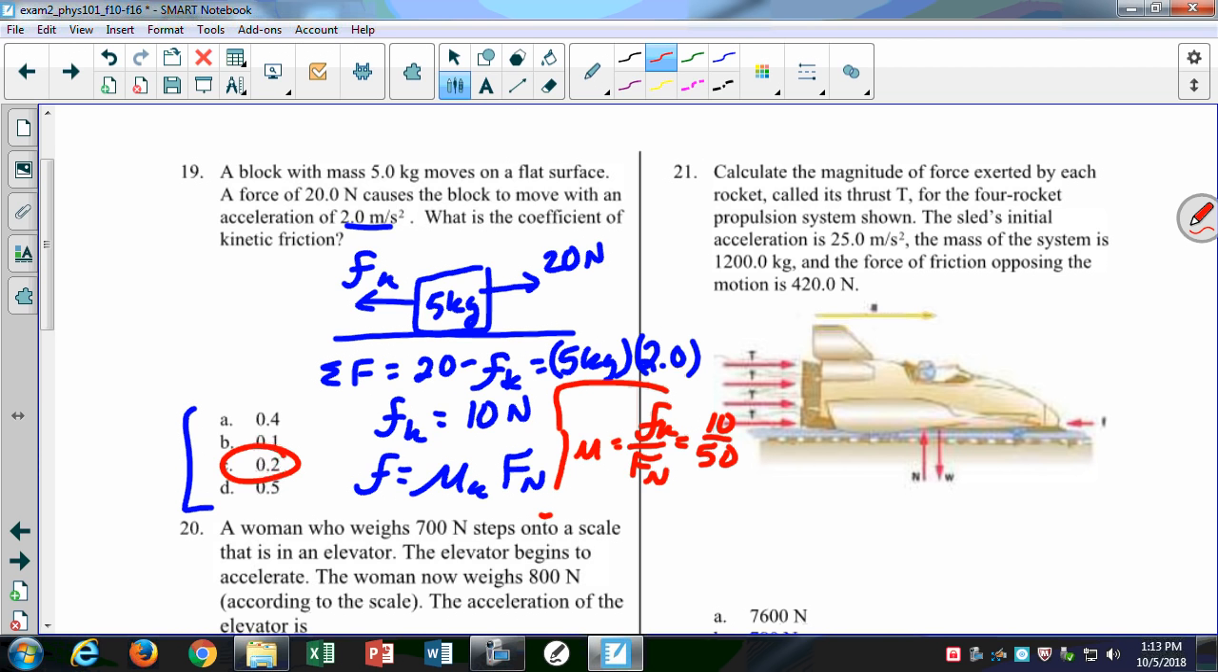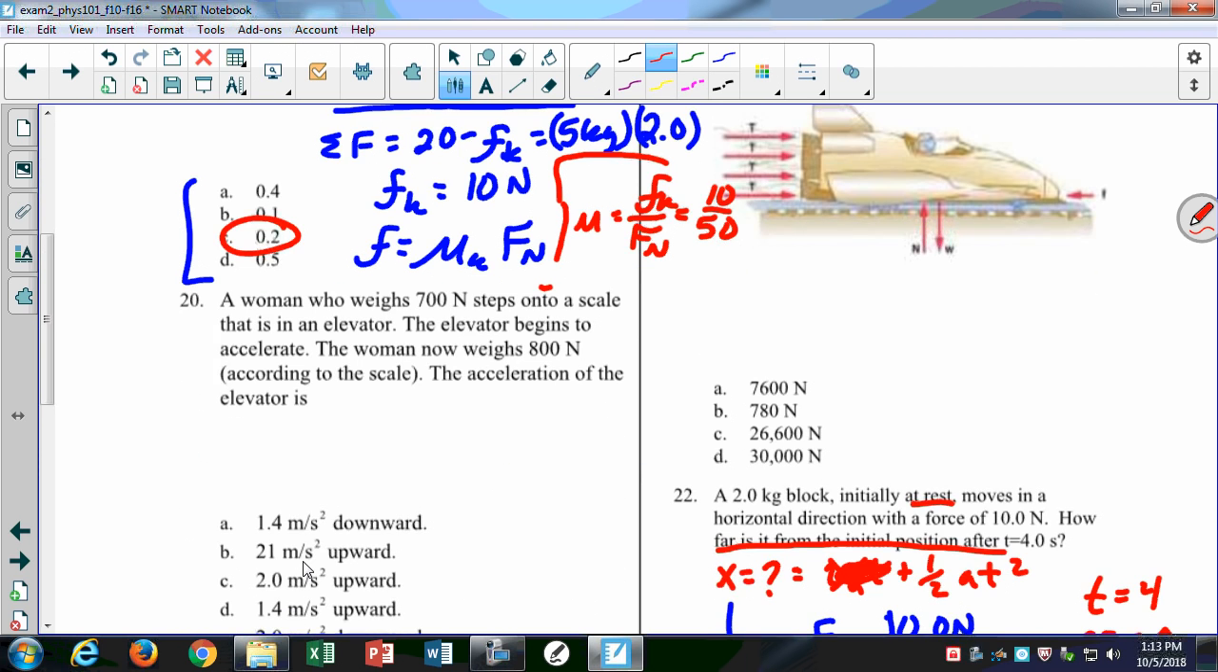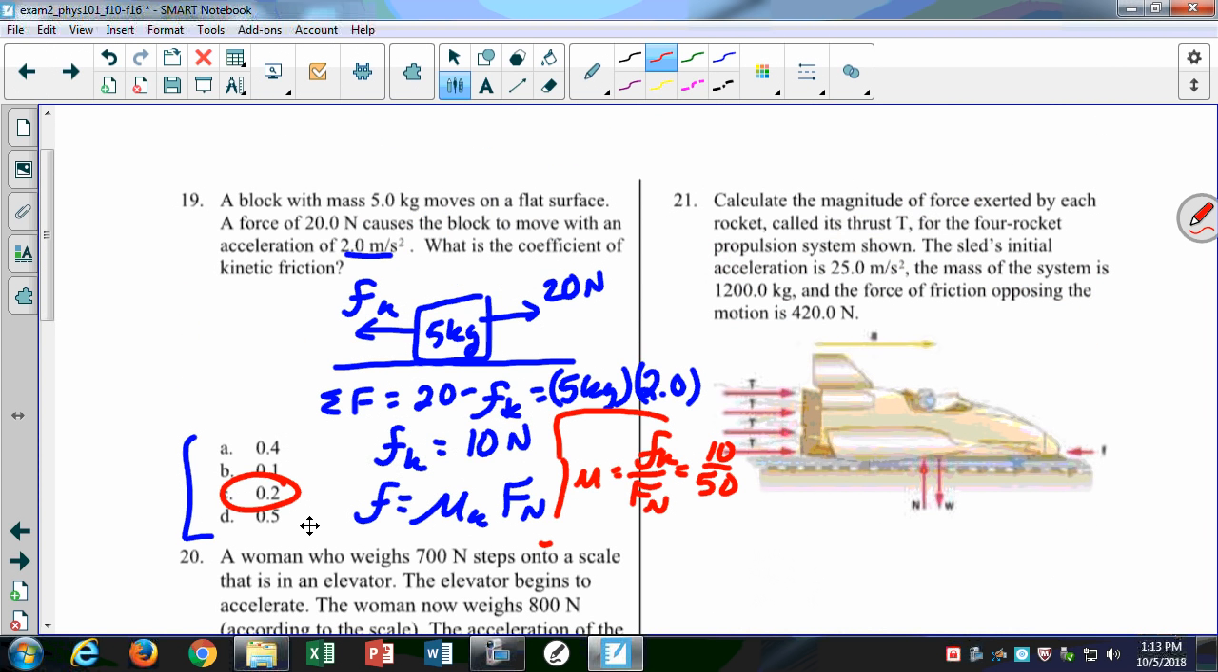All right. Let's look at these others. What else, y'all? Diana, you said it and I just didn't hear you. How'd you get the 50 again for Fn? Okay, so the 50 for Fn is because it's on a horizontal surface, and there are no other vertical forces. So that means that the normal force is equal to the weight. The mass is 5 kilograms, so the weight is 50 newtons.